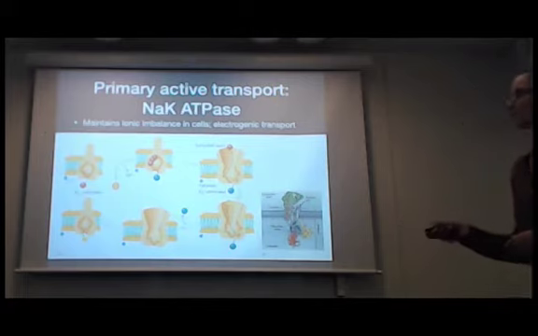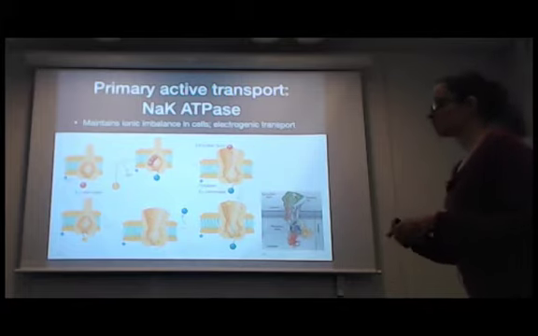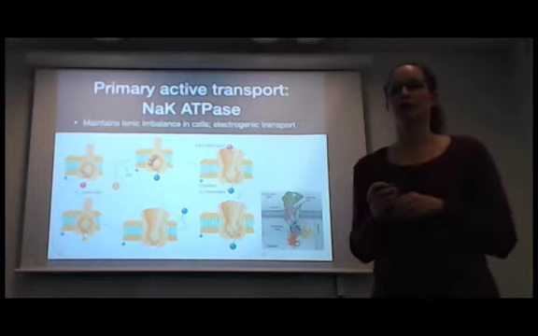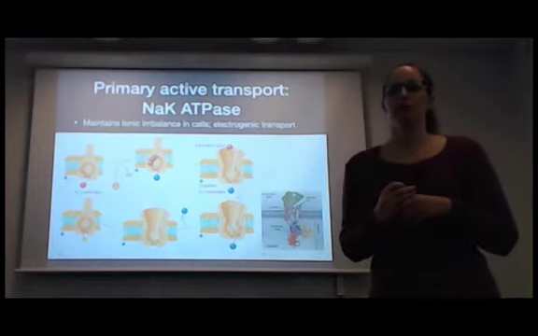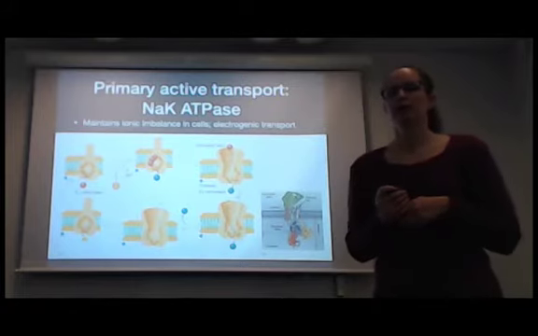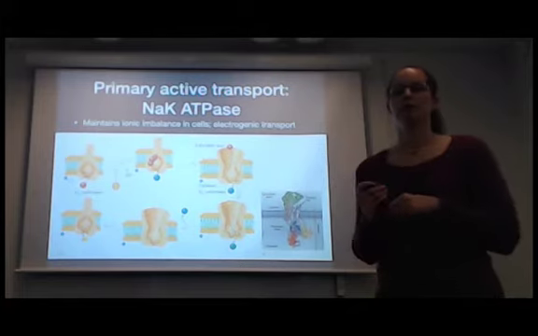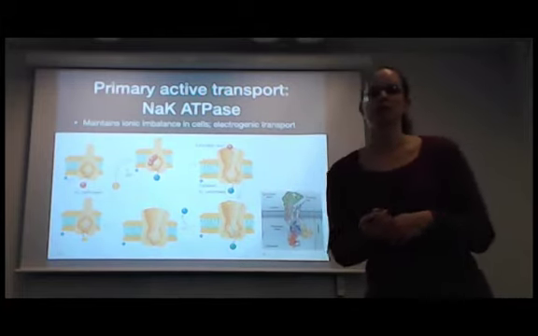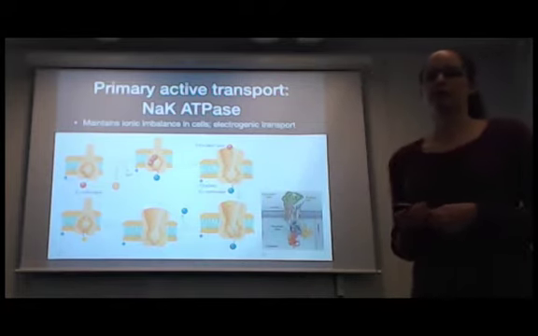One thing to notice is that you're transporting 3 sodiums outwards and 2 potassiums inwards. So not only are you separating these ionic species, you're also creating a transmembrane potential because you're exporting more charge than you import. And this is the reason for creating a transmembrane potential, which, as you've seen, is important for setting the electrochemical gradient that governs the transport of charged species like sodium and potassium ions.